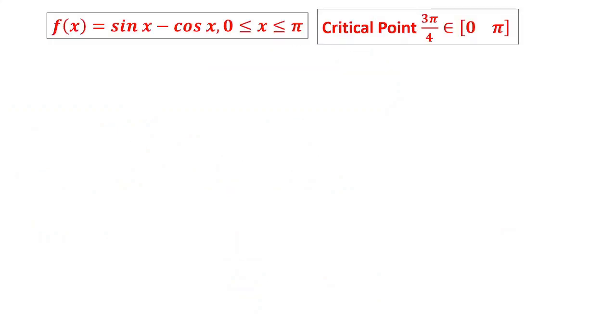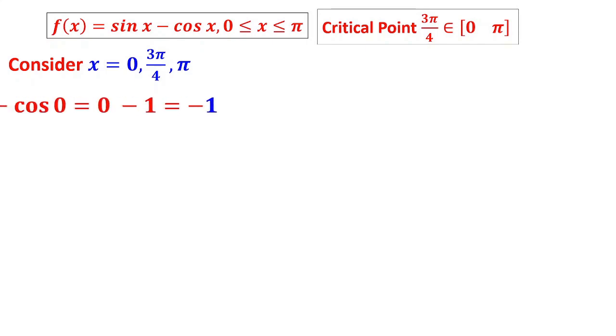Well, now you have been given f of x as sin x minus cos x from 0 to pi. Therefore, the critical point is only one point. Suppose in the question they had given 0 to 2 pi, one more critical point would have been added. Which points do you have to take? I have to take 0, 3 pi by 4 and pi. These are the 3 points, the critical point along with the end points.